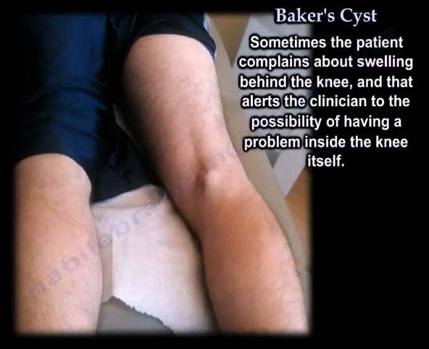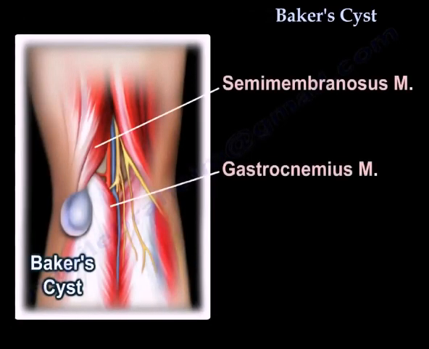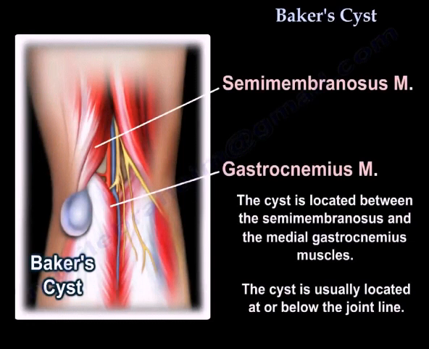Sometimes the patient complains about swelling behind the knee, and that alerts the clinician to the possibility of having a problem inside the knee itself. The cyst is located between the semimembranosus and the medial gastrocnemius muscle. This cyst is usually located at or below the joint line.